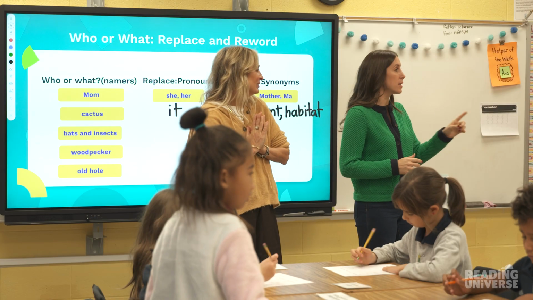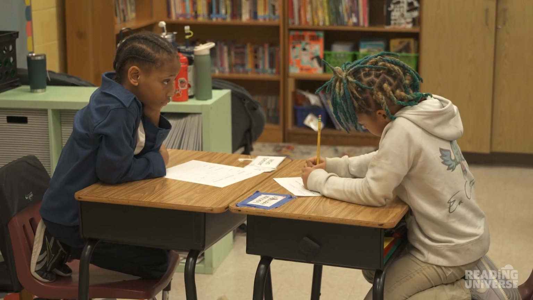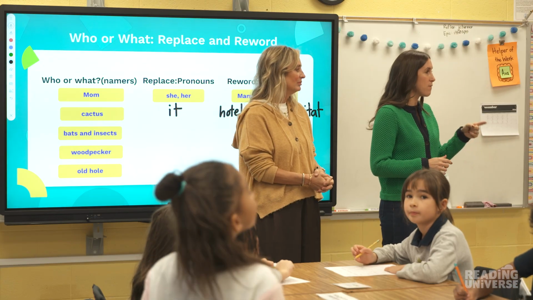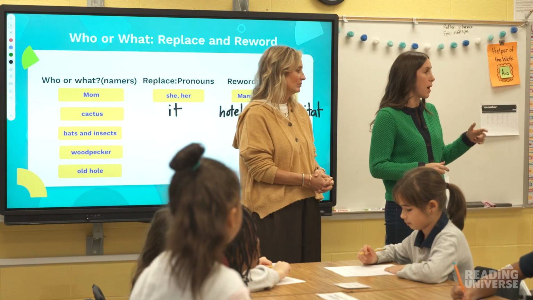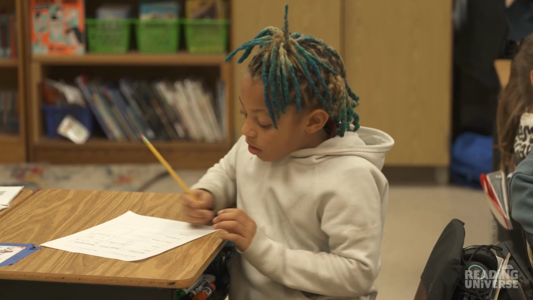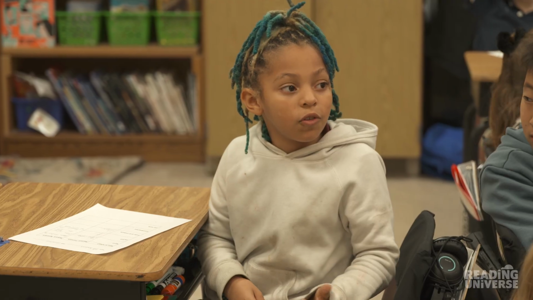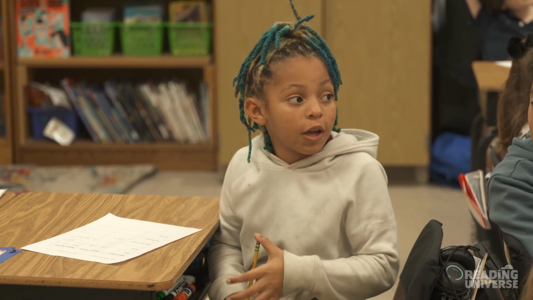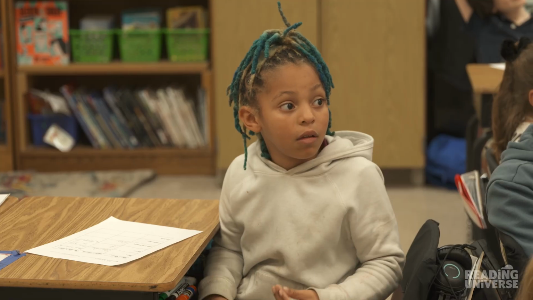I heard a really good conversation between Ava and Joseph. They were deciding which pronoun to use. And Ava, I heard you say something about the word it. Can you tell us what you said about the word it? So what I said about it was bats and insects are two, and it means one, so we decided to put they. That was such a smart idea.